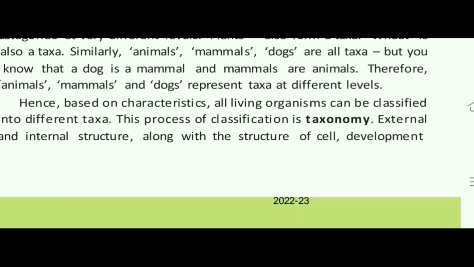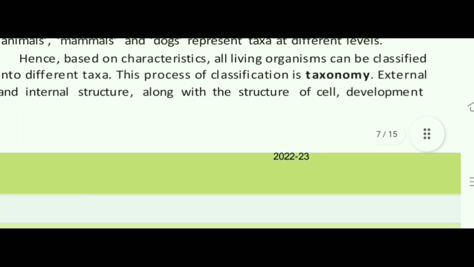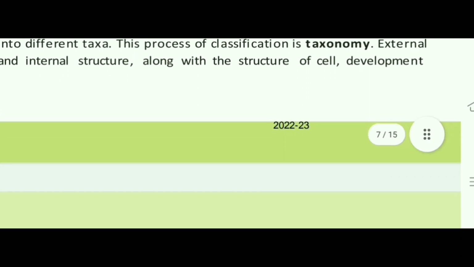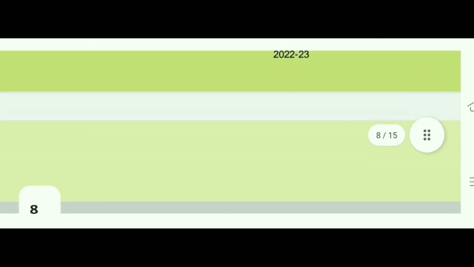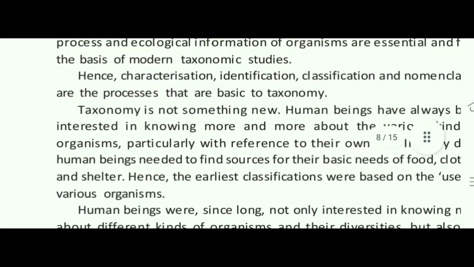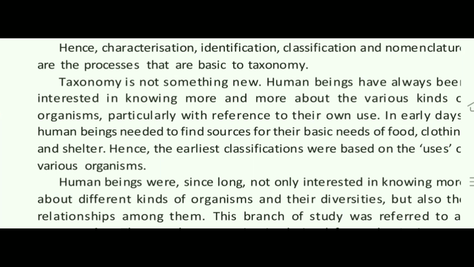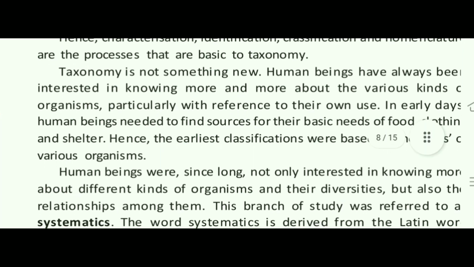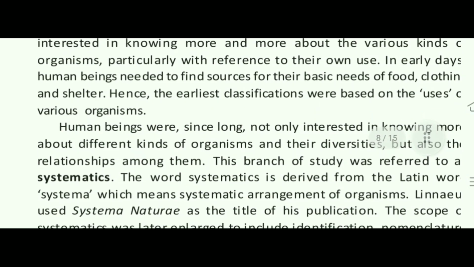Here you must recognize that taxa can indicate categories at very different levels. Plants also form a taxa. Wheat is also a taxa. Similarly, animals, mammals, dogs are all taxa. But you know that a dog is a mammal and mammals are animals. Therefore, animals, mammals, and dogs represent taxa at different levels. Hence, based on characteristics, all living organisms can be classified into different taxa. This process of classification is taxonomy. External and internal structure, along with the structure of cells, development process, and ecological information of organisms, are essential for the basis of modern taxonomic studies. Hence, characterization, identification, classification, and nomenclature are the processes that are basic to taxonomy.